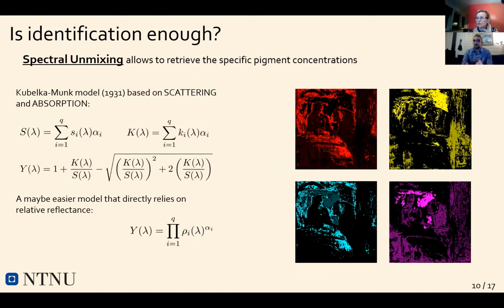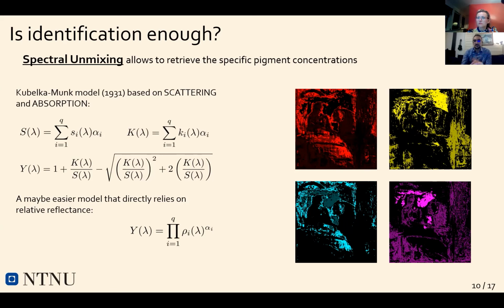And then we can ask ourselves if identification is enough. Of course, it is important to know what pigments are in there, but it will probably be more interesting to know how much of a pigment is present in a pixel. So even if I'm, let's say, 80% sure that cadmium yellow is in a pixel, and let's say 40% sure that vermilion is also in the same pixel, how can I know the proportions of these two? So this is a topic that has been researched for quite a long time, and this is called spectral unmixing.